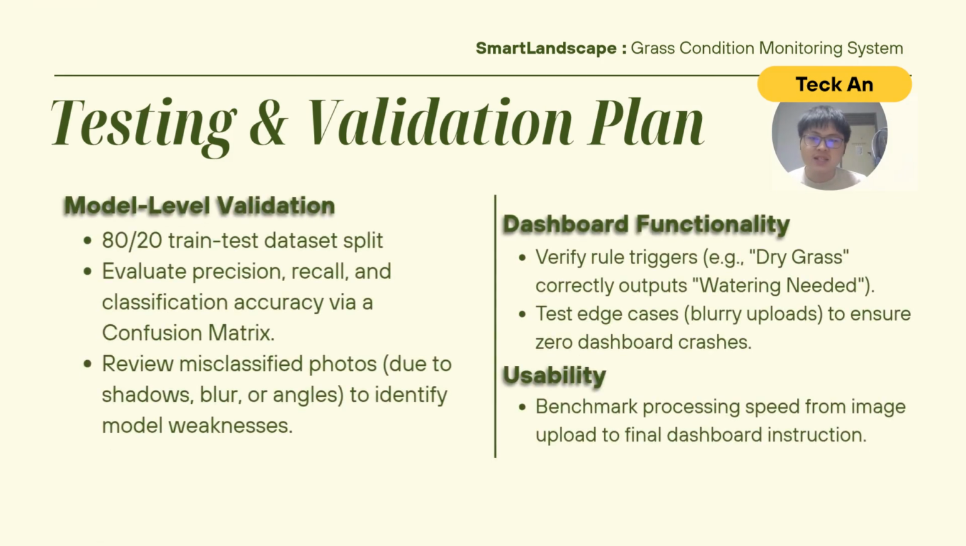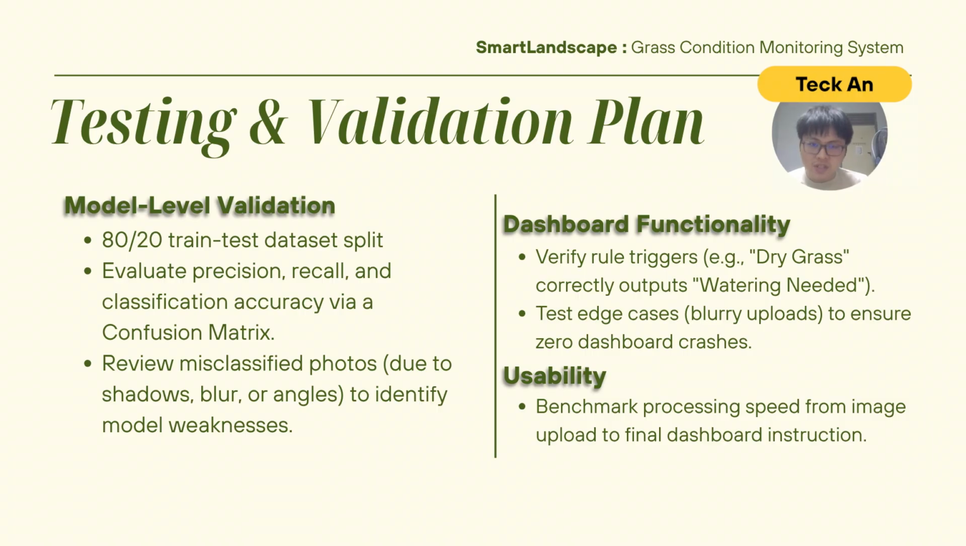So next is the testing and validation plan. For the model level validation, we will do an 80/20 train-test dataset split to test the model. And we will also evaluate the precision, recall, and classification accuracy of the model via a confusion matrix. And we will also review the misclassified photos to identify the model weaknesses and make improvements on the model.